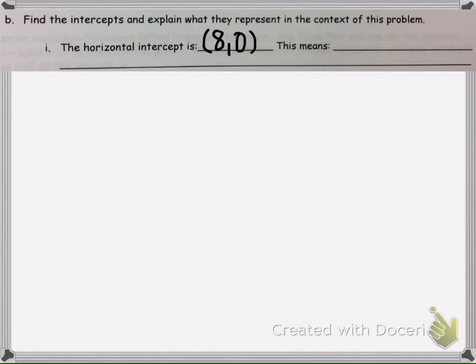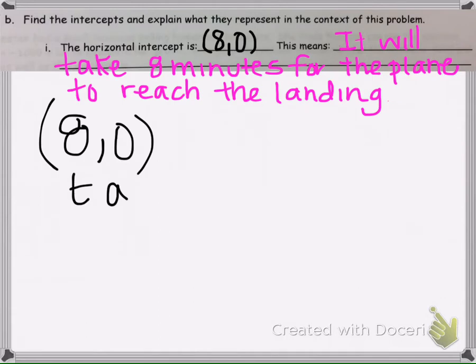And then we need to explain what that means. So we would say it will take 8 minutes for the plane to reach the landing. So if you wrote it will take 8 minutes for the plane to have an altitude of 0, that's great, but what is an altitude of 0? Show me that you understand that an altitude of 0 means the plane is on the ground. It's landed.